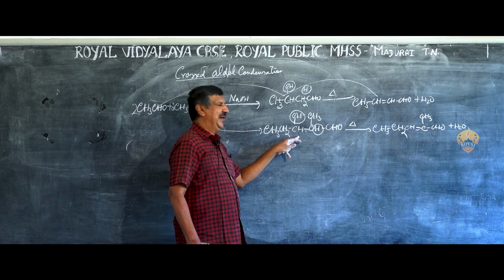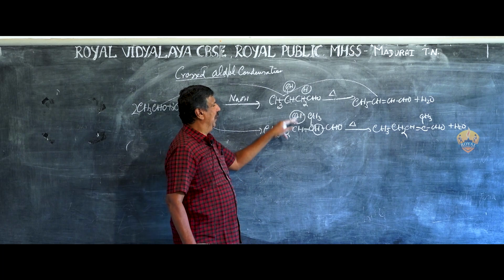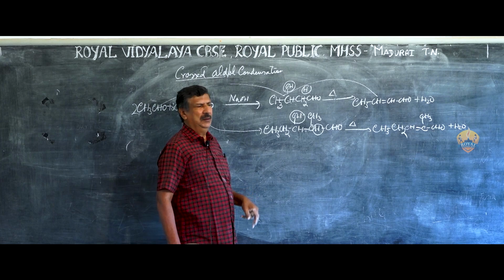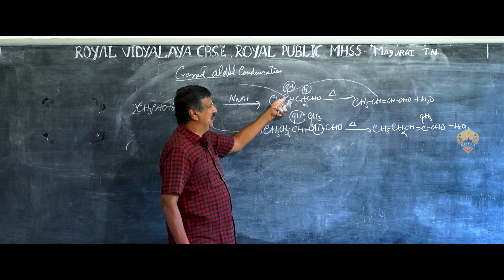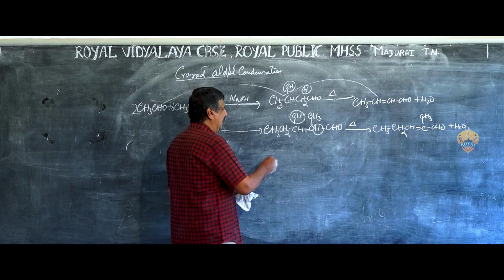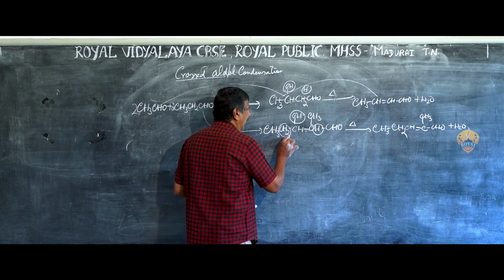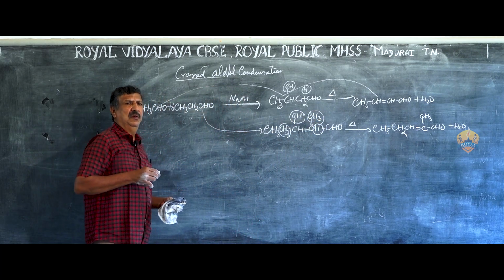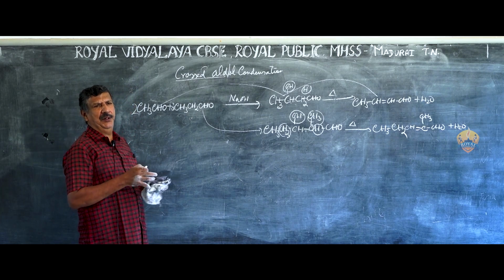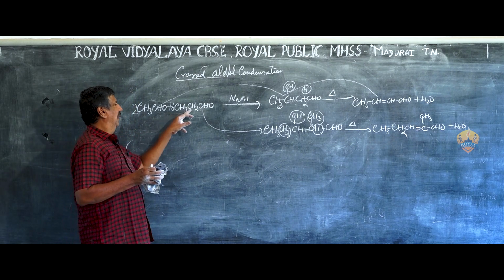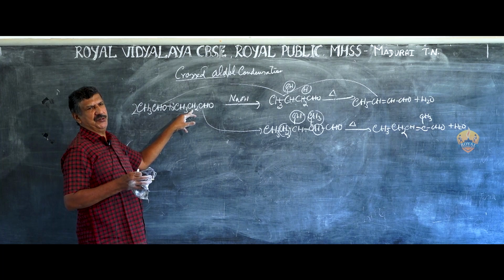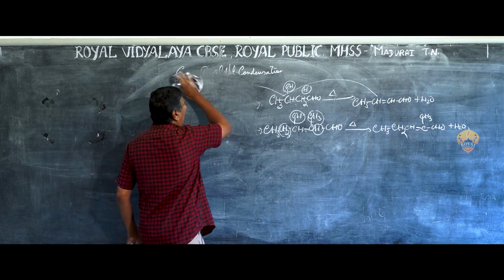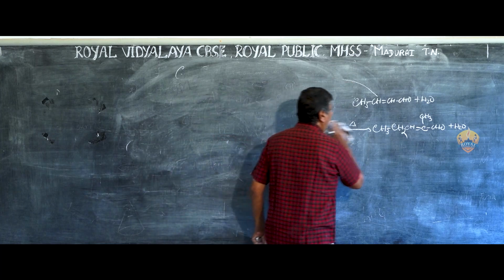And in this case, what will you do? OH from this one and H from this one. What is the difference between these two compounds? This and this are newly introduced. You see, these two groups are newly introduced because of the extra CH2. Okay, this is crossed aldol condensation.